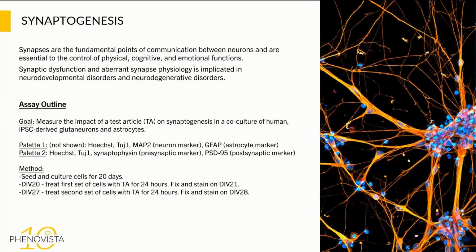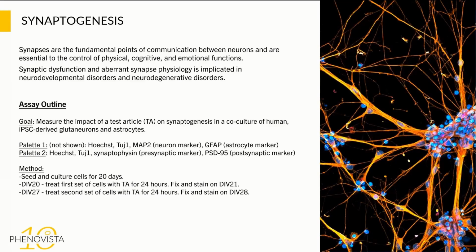So in this specific assay I'll go over, we have a test article that we're testing for its effect on synaptogenesis. And this is in a co-culture of iPSC-derived glutamatergic neurons and astrocytes. This case did have 2 different staining palettes. I'll only show data from the second one because it's the one that's related to synaptogenesis.